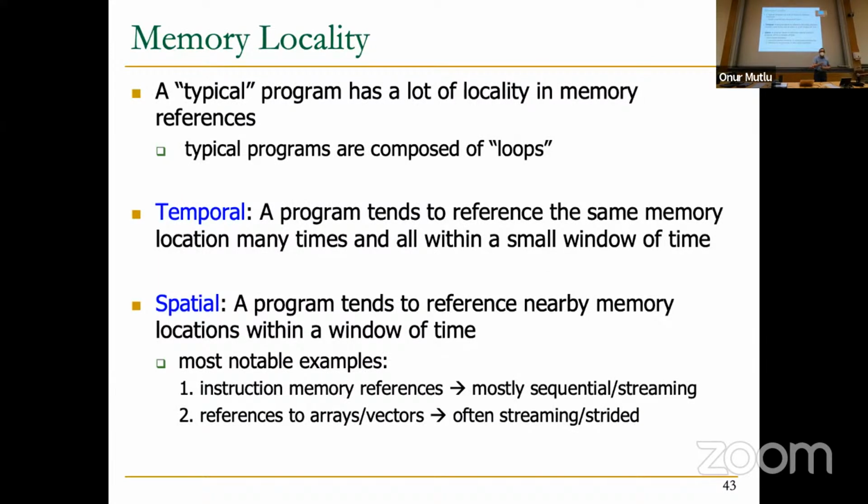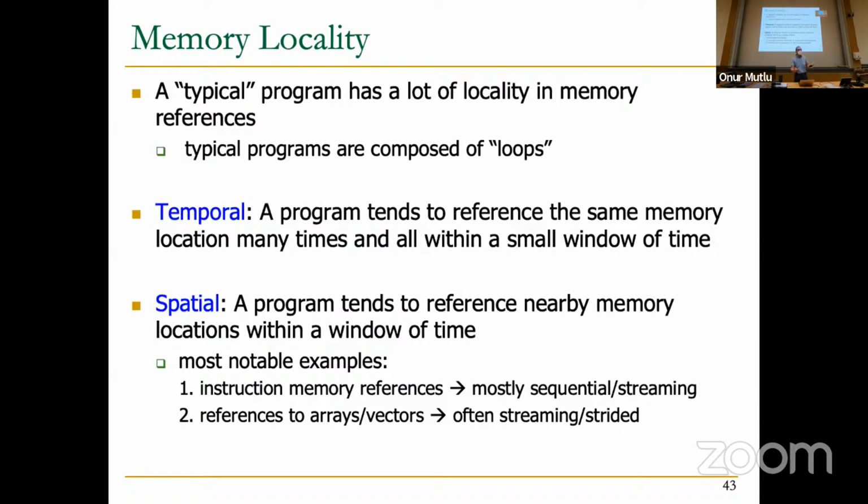For example, in instruction memory references, in the von Neumann model, what we do is we sequentially go through the program, right? We always increment the PC, program counter, by 4 and access memory. Clearly, those are spatially correlated references, right? You're streaming through the memory, sequentially going through memory. So you have a lot of spatial locality in instruction stream references.